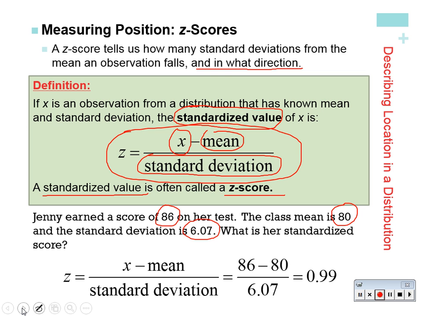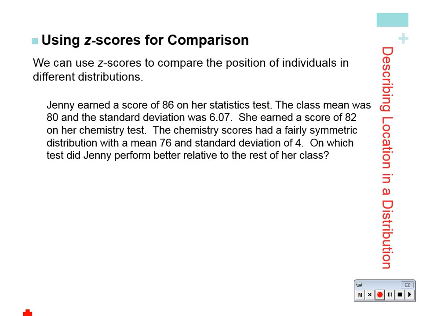Plugging in, the data value minus the mean divided by the standard deviation, this is what I get: 0.99, which is approximately 1. That means her score was approximately 1 full standard deviation above the mean. We'll look in a few weeks at what the significance of that is in terms of percentages. What we're going to use this for now is comparisons, comparing one data set to another.